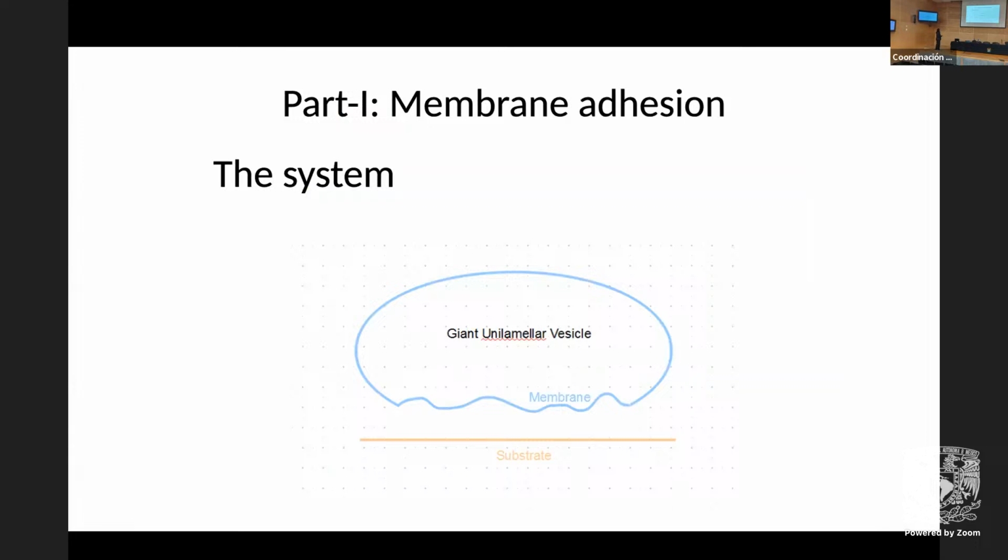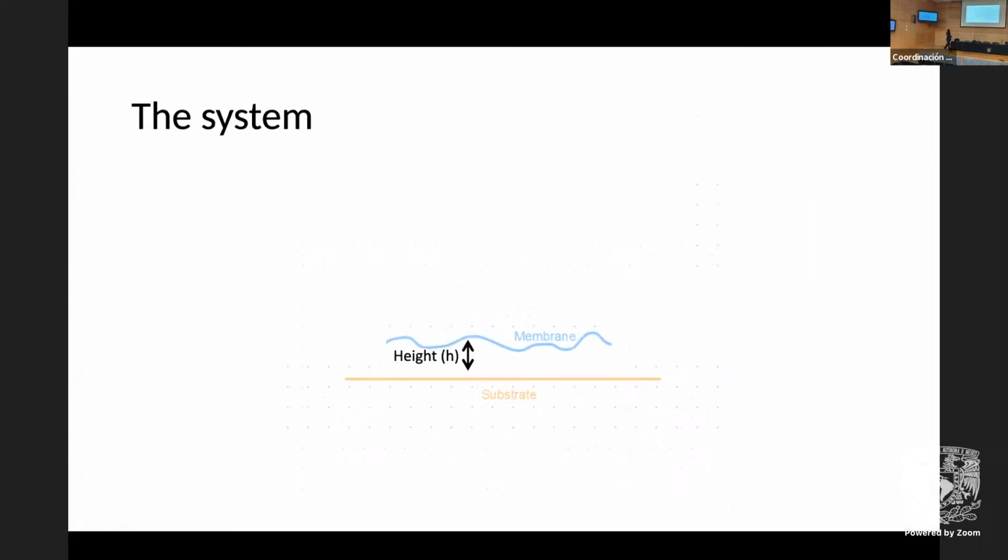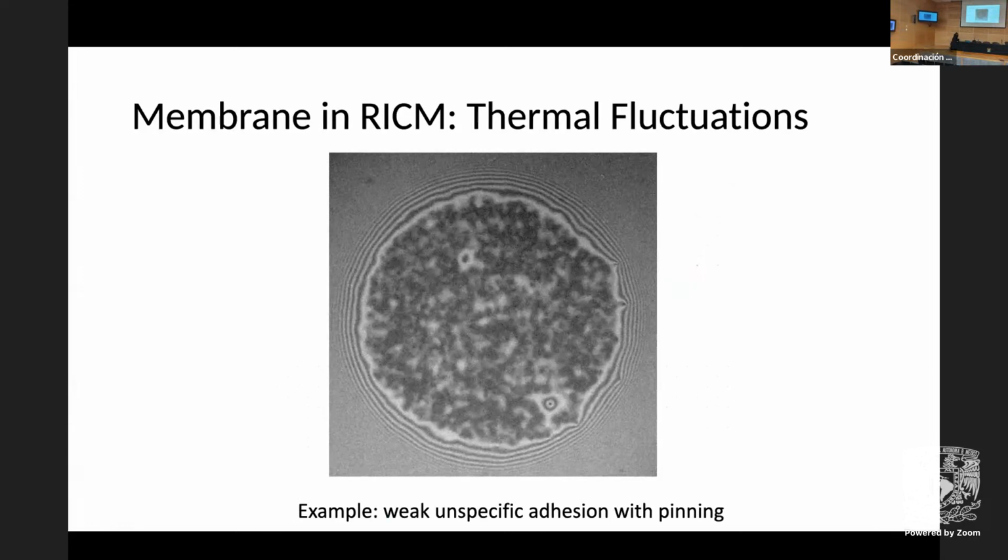So this is a giant unilamellar vesicle. This is the membrane. This is going to be my system for the first part of my talk. And what I'm interested in is not what's happening at the top, but simply what is the distance between this membrane and the substrate. So in an experiment, it looks like this.